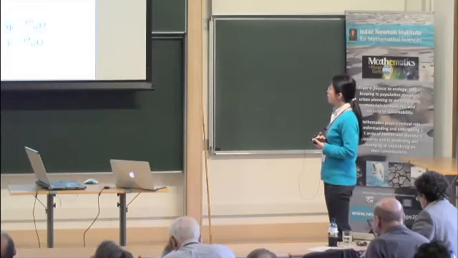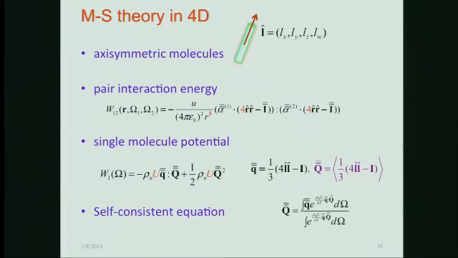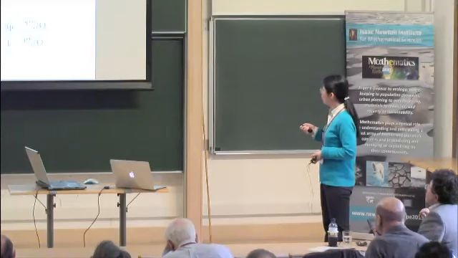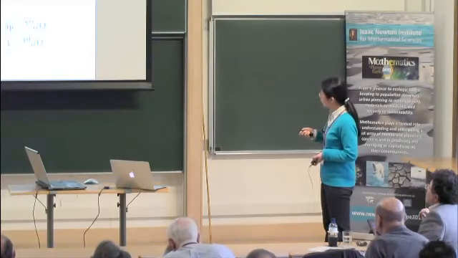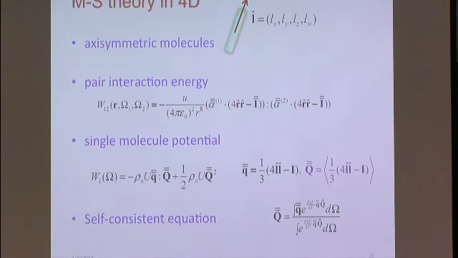We consider axisymmetric particles in 4 dimensions, which means one axis is different from all the other axes. For pair interactions, we only need to modify it slightly. So here alpha is a 4x4 tensor. We have to modify that R to the 6 dependence to R to the 8. However, this doesn't really change too much. The single molecule potential is written again in a very similar form. The only difference is that Q is normalized a little bit differently. The self-consistent equation still takes the same form.